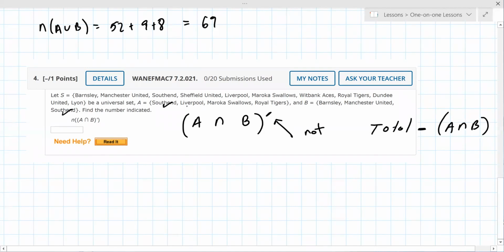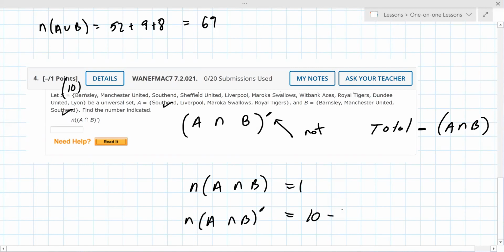And then Liverpool is not. Maroka is not. Maroka Swallows is not. Royal Tigers is not. Okay, so there's only one that's in both. So the number that's in A intersect B is 1. Okay, and how many are in the total? 1, 2, 3, 4, 5, 6, 7, 8, 9, 10. Looks like there's 10 total in the set. So the number that are not in A intersect B is 10 minus 1, which is 9. So you've got to get really careful with the notation there to understand.